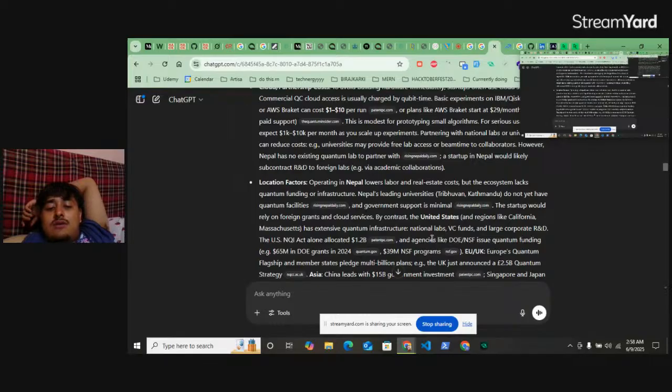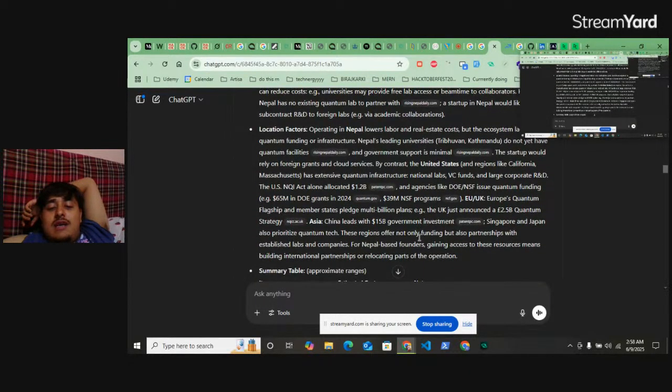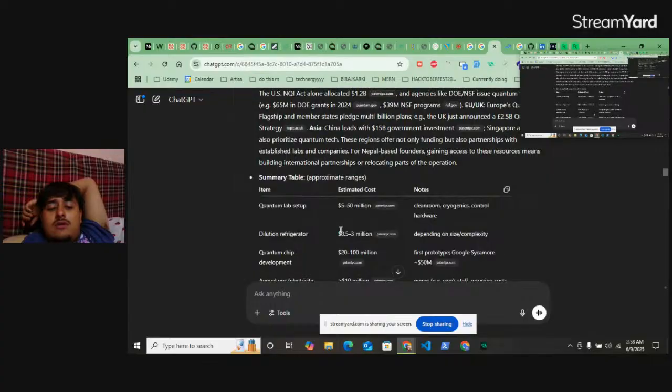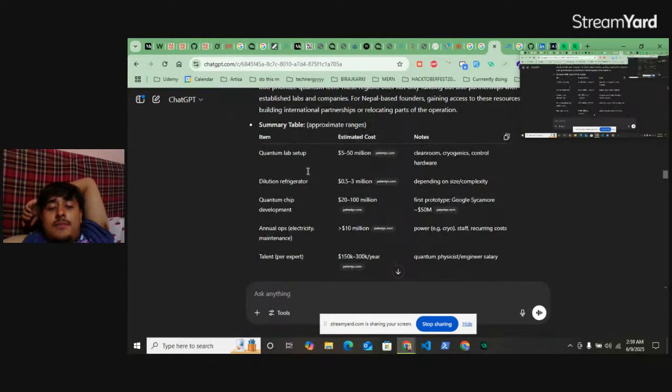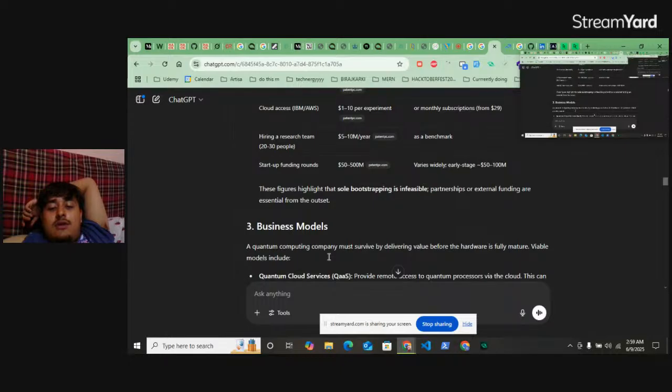By contrast, the US has expensive labor and funding. China leads with government investment of 15 billion dollars. Singapore and Japan also prioritize quantum tech. So, summary table: 5 to 10 million. So for the start of a funding round, I will need around 50 to 500 million dollars.